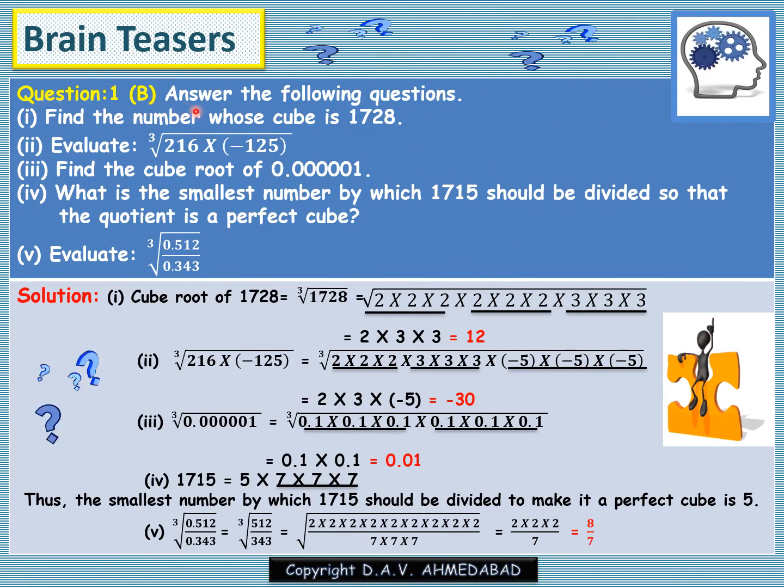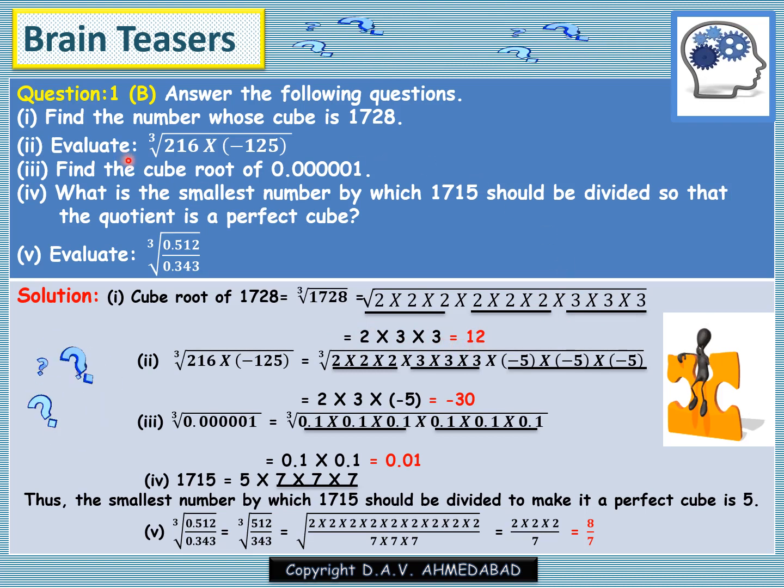B part is saying answer the following questions, and first question is find the number whose cube is 1728. How you will find? First, we will do prime factors of 1728. After doing prime factorization, we got 1728 is 2 cube into 2 cube into 3 cube. Therefore, cube root of 1728 is 2 into 2 into 3, which is equals to 12.